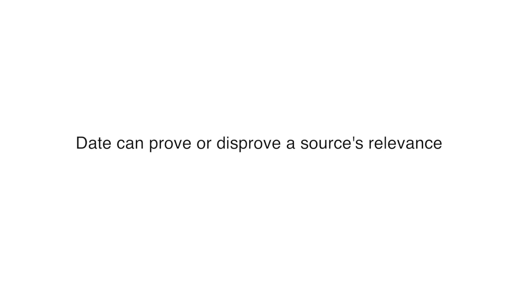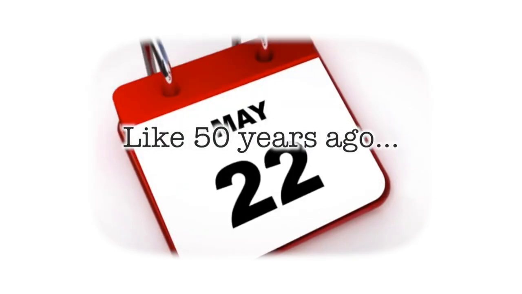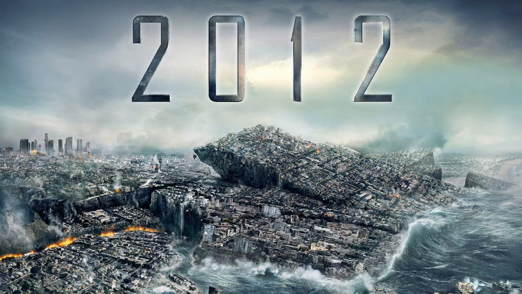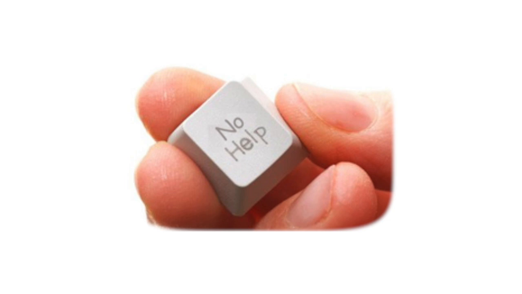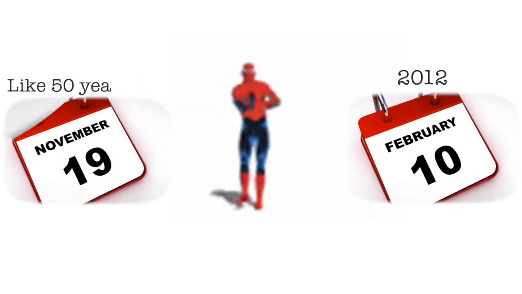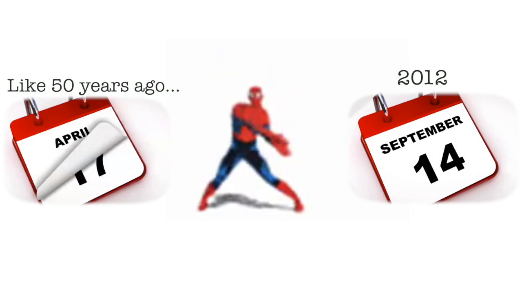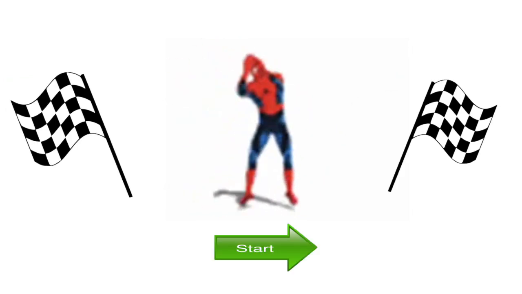It's gone. Okay, the last thing we need to talk about really quickly is the time. Is the date of the information clear? A date can prove or disprove a source's relevance. If it's from like 50 years ago and you're trying to prove something about 2012, it may not help you out that much. If you're trying to prove something that happened between 50 years ago and 2012, then it's a great starting point for you.